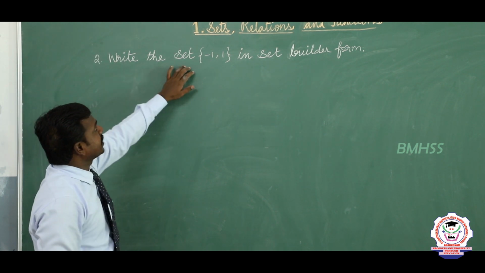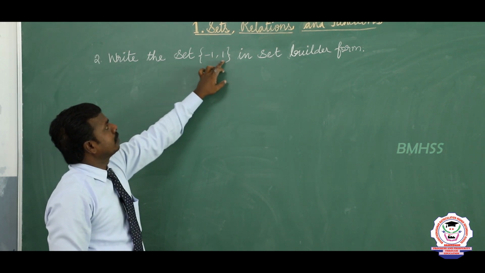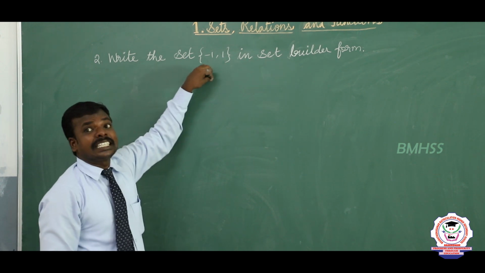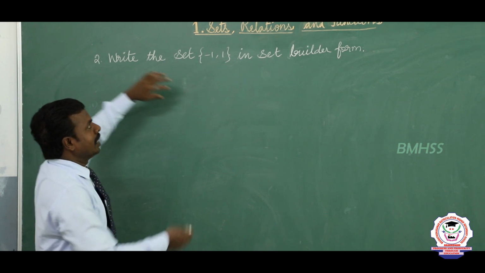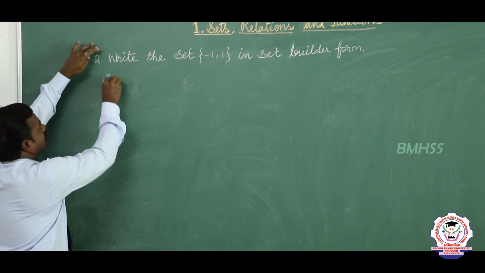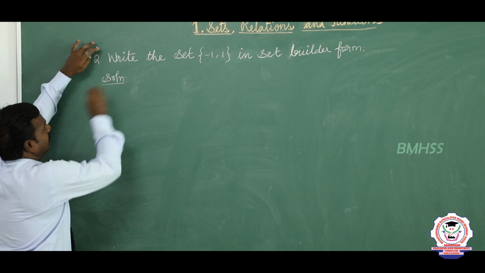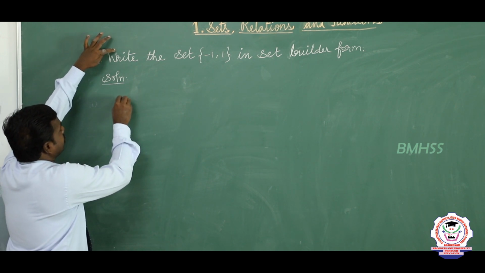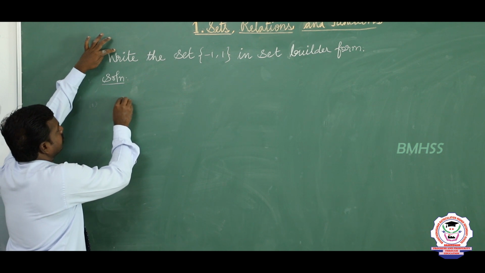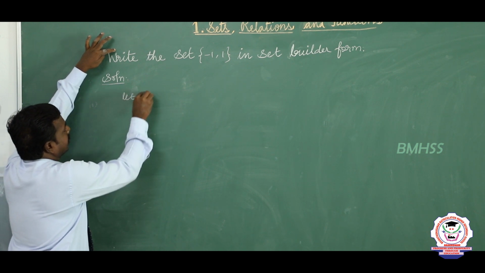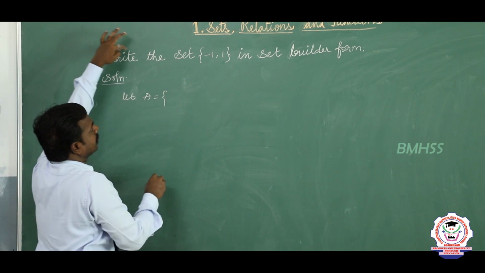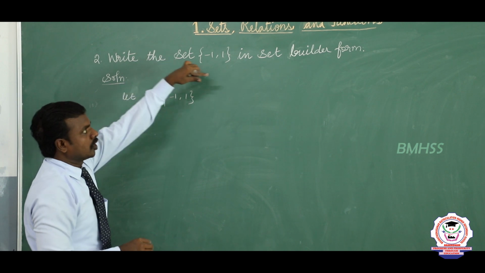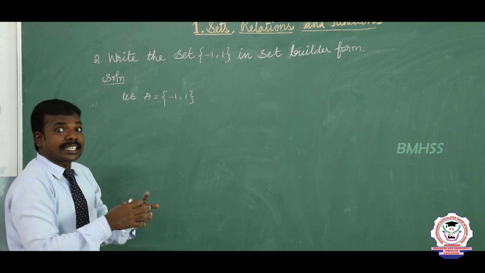Question number 2. Write the set {minus 1, plus 1} in set builder form. We need to write in the description form, that is set builder form. Listen, very simple. In the solution, let set A equal to {minus 1, plus 1}. So I am going to write in the description form, that is called set builder form. The description means in the statement method.